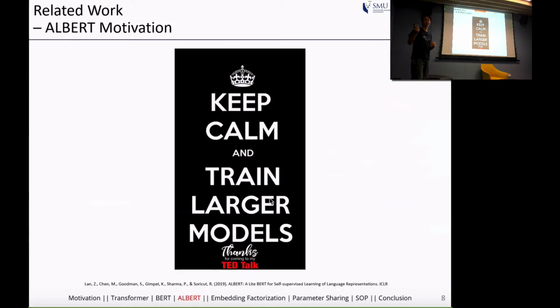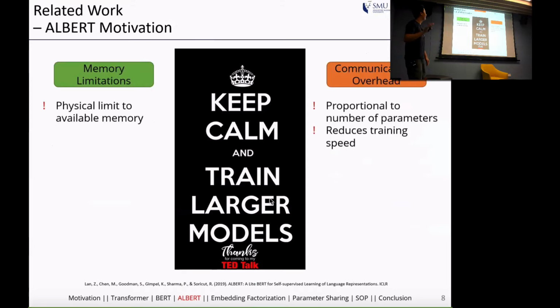So we are done, right? You keep calm, and you train a larger model. That's it. Not exactly. There are two main problems with getting a larger model. The first is that there's a physical limitation of how much memory you can actually allocate in the machine for you to train. The next is that there's some communications overhead.